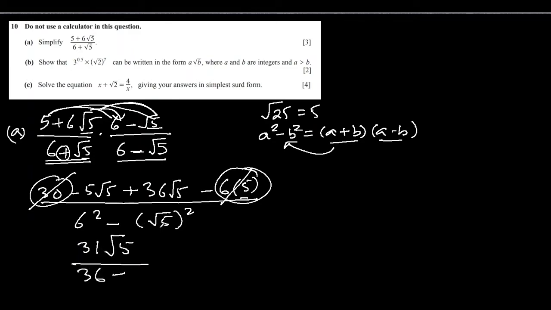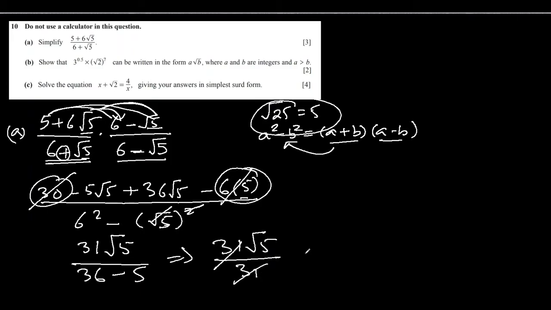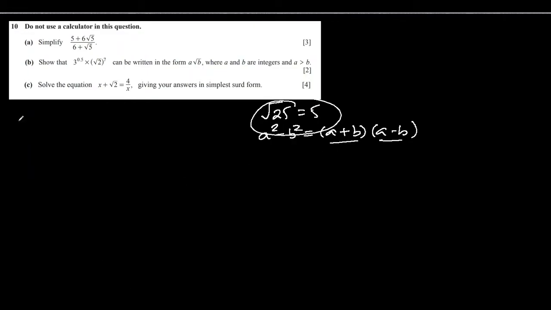Minus, again, square root 5 squared. Square root and square root cancel, the way we did earlier. So it will become 5. That gives us 31 square root 5 over 31, and 31 and 31 cancel. We are left with square root 5. That's the simplification. Okay, B part.